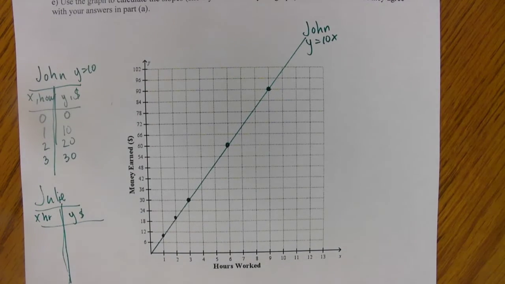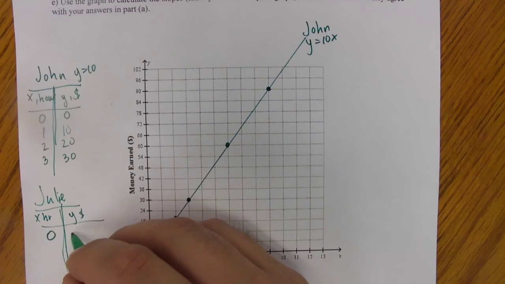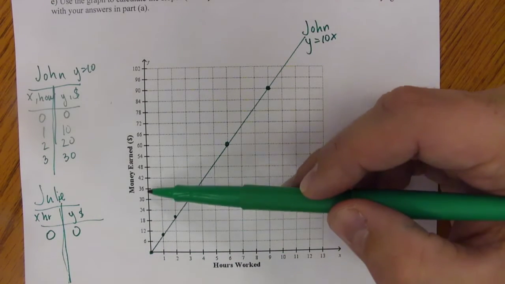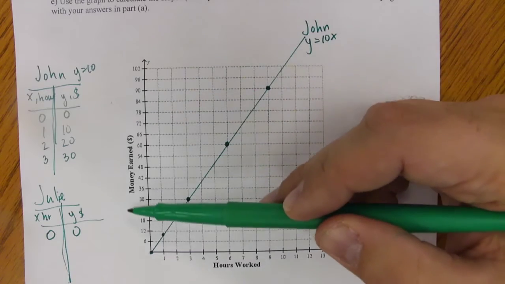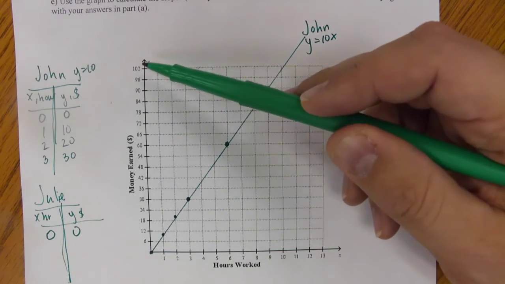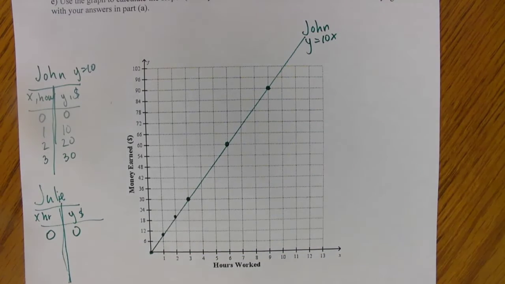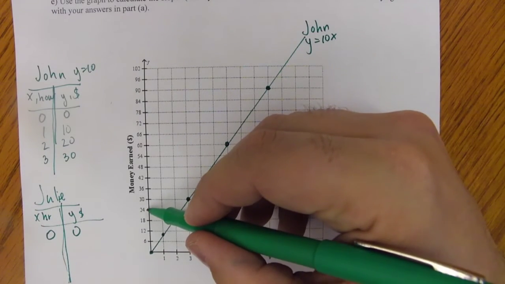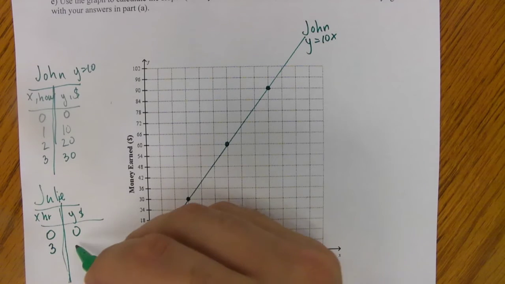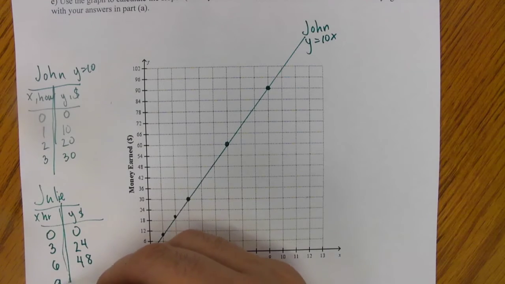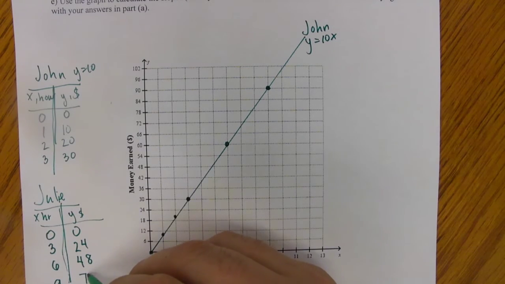Okay, for Julie, if Julie works 0 hours, she makes $0. She's making $8 per hour, right? Look at the y-axis. Do you see any multiples of 8 that would be good to use so that I can graph a little more easily? Yeah? 24 and 3. Yeah, 8 times 3 is 24. So if we do 3 hours, that's $24. We can do 6 hours, that's 48. We could do 9 hours, that would be 72.